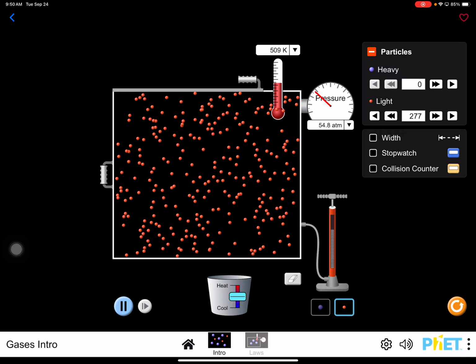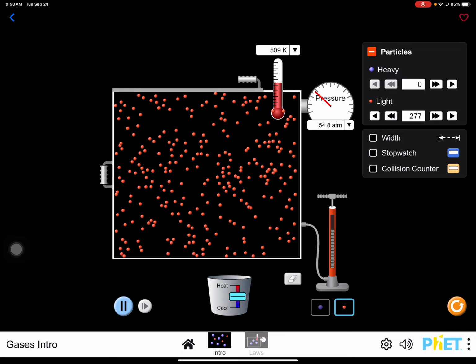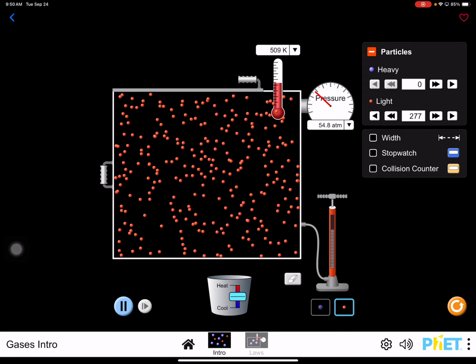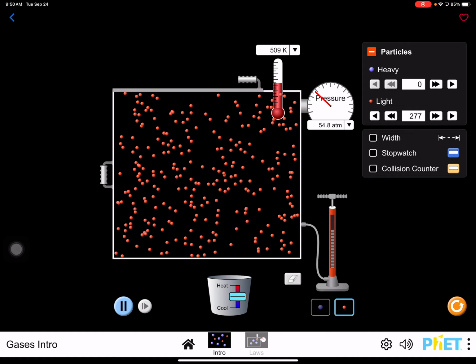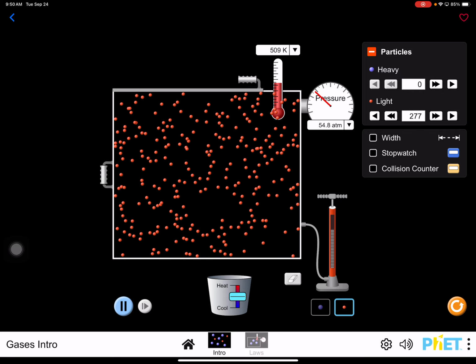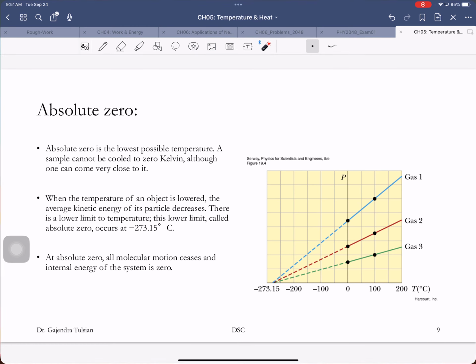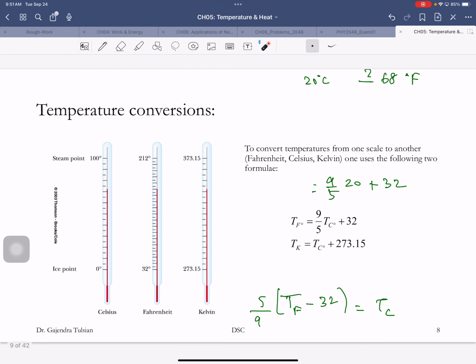What is the best I can do? Stop them. And then after that, I can't cool them anymore. So when all molecular motion has ceased, that's the lowest temperature you can possibly get, and that's called absolute zero. So when we realize this, let's go back to the Celsius scale. When you cool down the gas and all molecular motion has ceased, the temperature you get is minus 273 degrees Celsius.